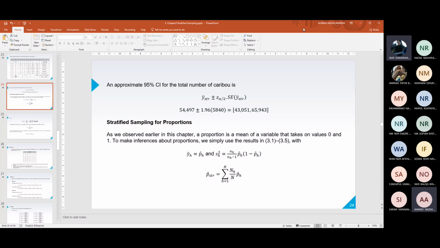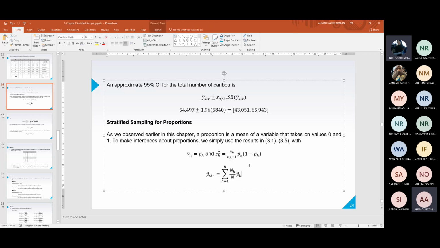Now let's move to the stratified sampling for proportions. Okay, stratified sampling for proportion. As we observed earlier in chapter 2, a proportion is a mean of a variable that takes on values 0 and 1. To make inferences about proportion, we simply use the result in 3.1 unto 3.5. So we can use approximation.